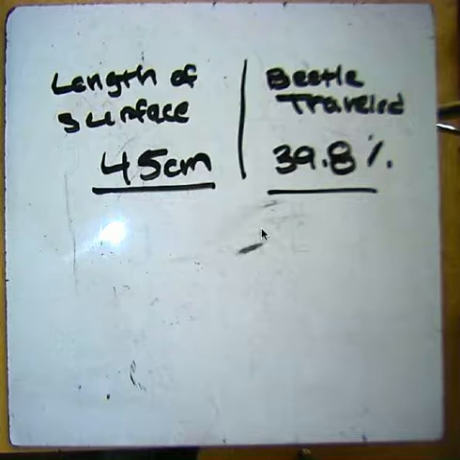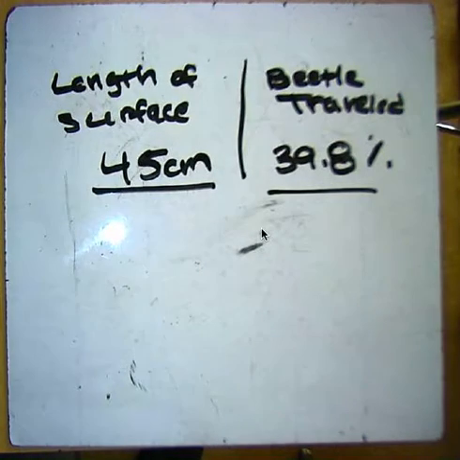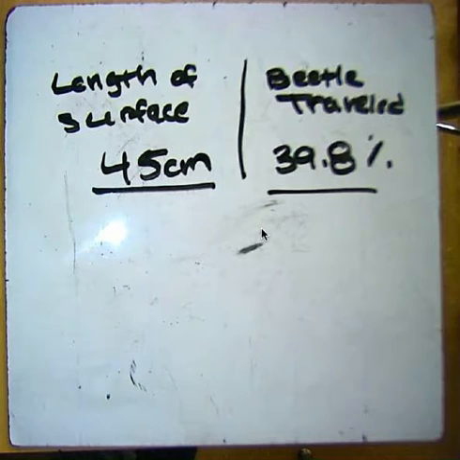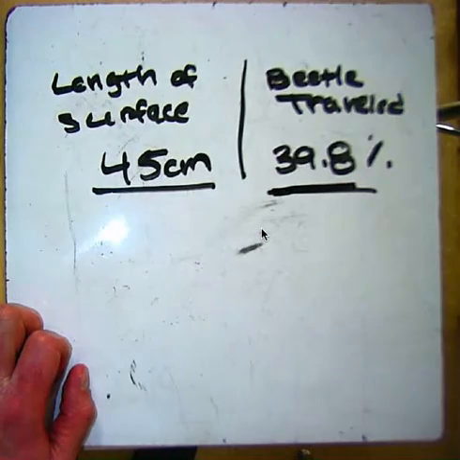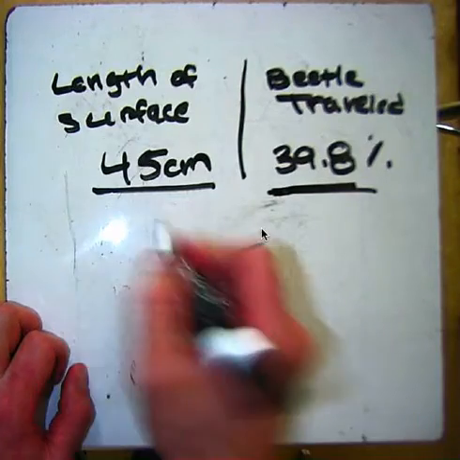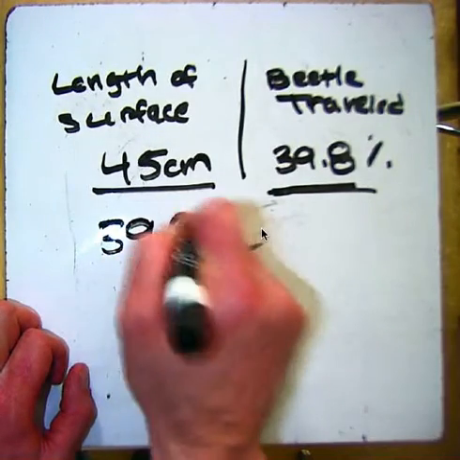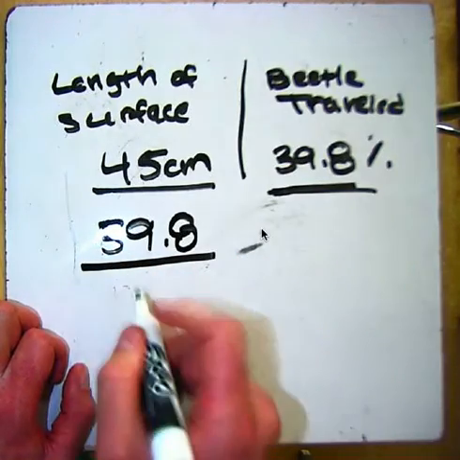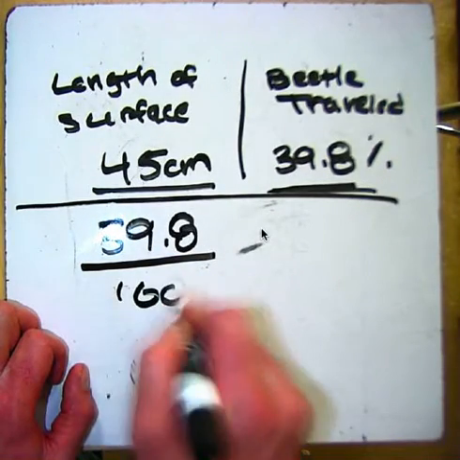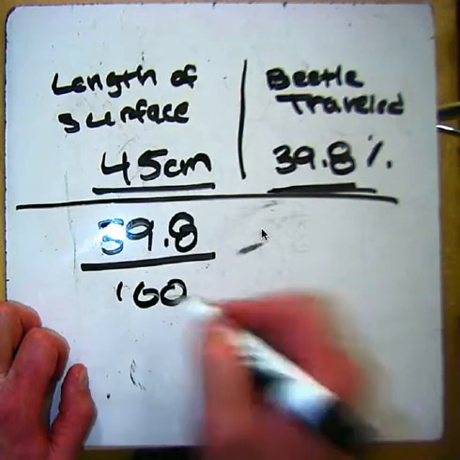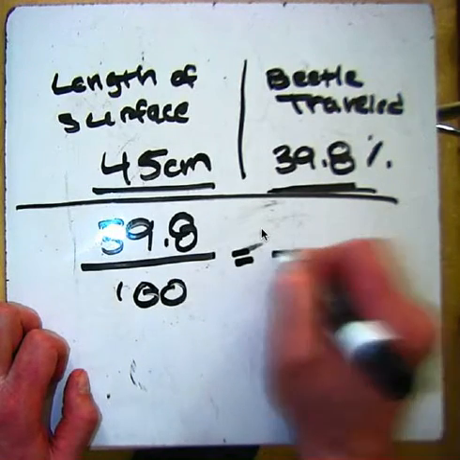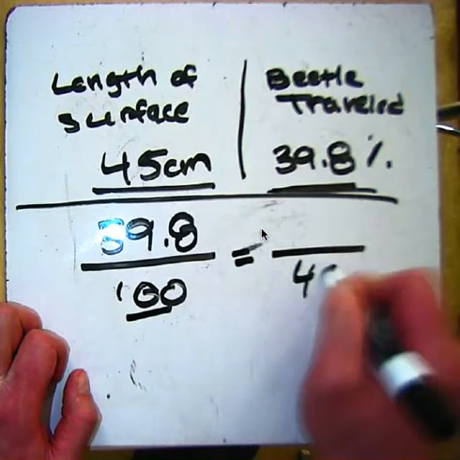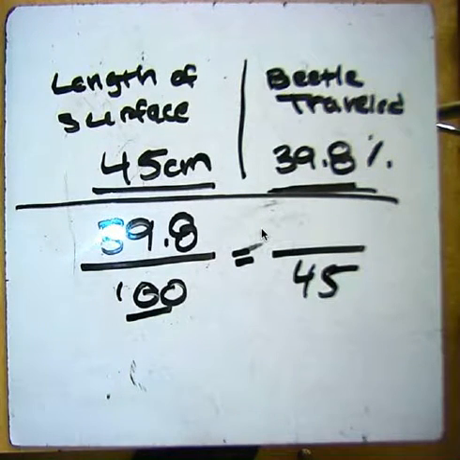I'm going to outline a couple different ways that you can use to find that value. First of all, you're essentially working in equivalent fractions. So if you're using a fraction method, then you're saying your beetle traveled 39.8% or per 100 of your distance. So this is how far your beetle traveled. Your beetle traveled 39.8 for every 100 centimeters. You want to find out what distance that proportion or fraction represents when the whole is not actually out of 100 but out of 45. So you're using equivalent fractions here.